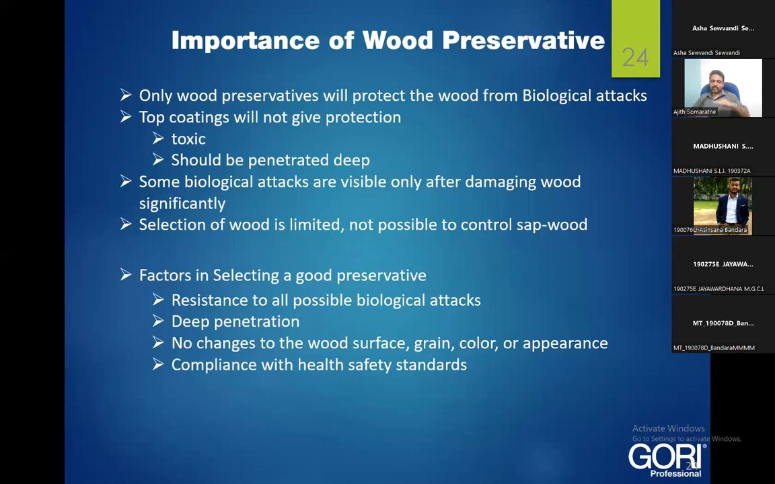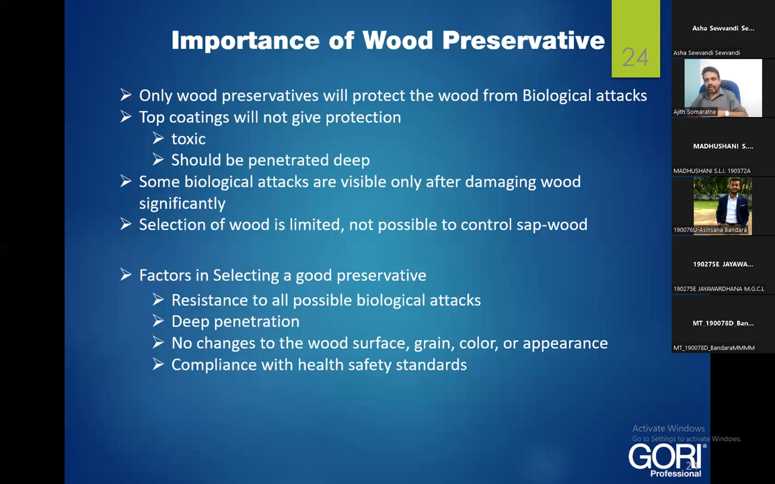It is not a surface attack, right? The insects and all can attack from inside also. If they can enter from one side or in a very small place, then they can attack inside also. So the protection should be within the inside. So the preservative coating should penetrate very deep into the wood. This penetration directly relates with the level of protection it gives, right?